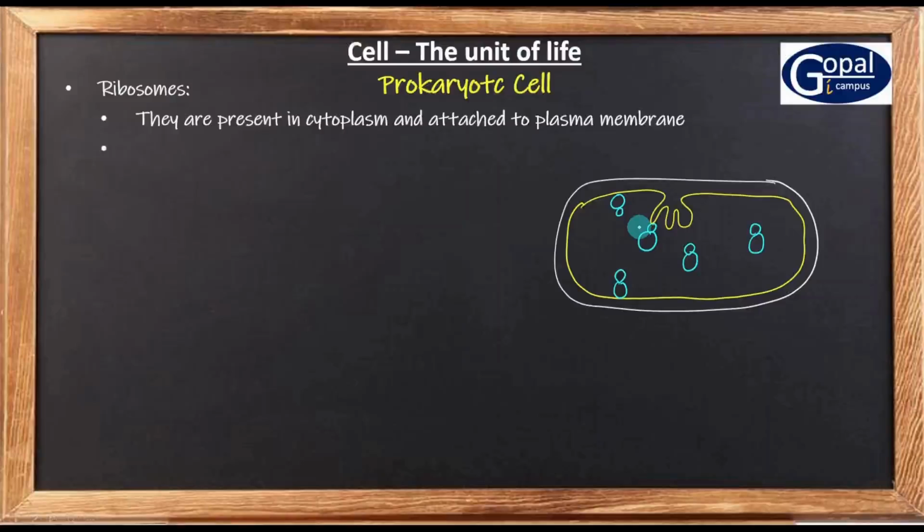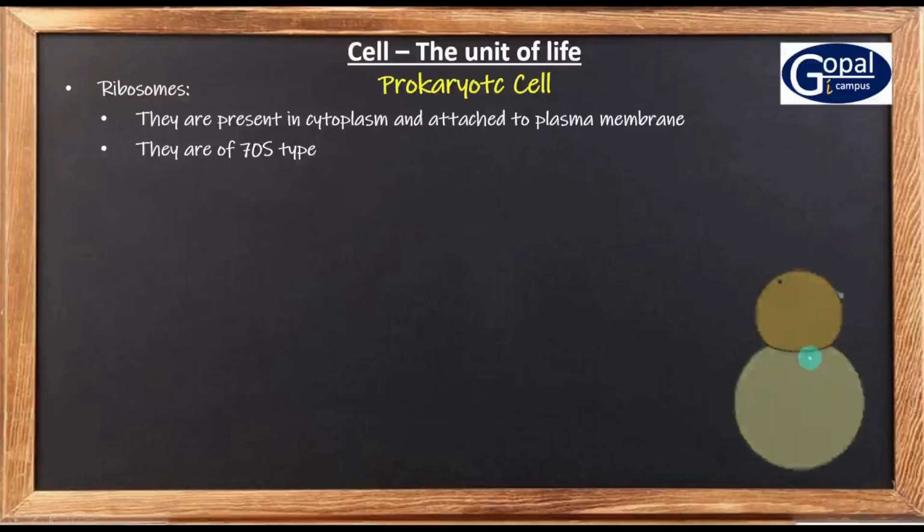The ribosomes in bacteria are of the 70S type. What type of ribosomes are seen in bacteria? 70S type ribosomes. Let us see the structure of a ribosome. A ribosome looks like this. It is made up of a smaller subunit and also a larger subunit.